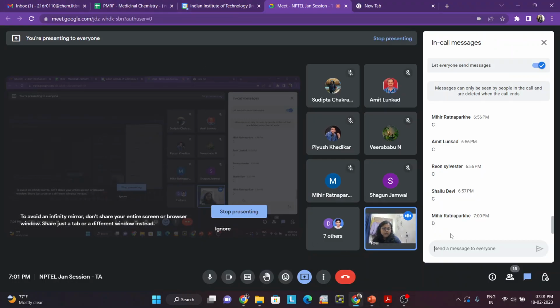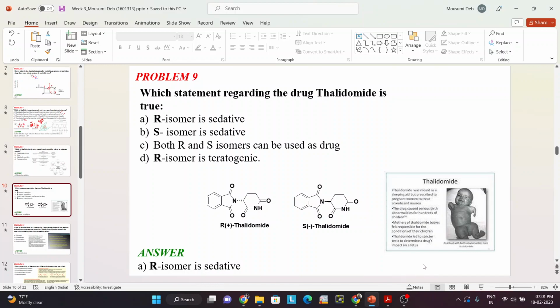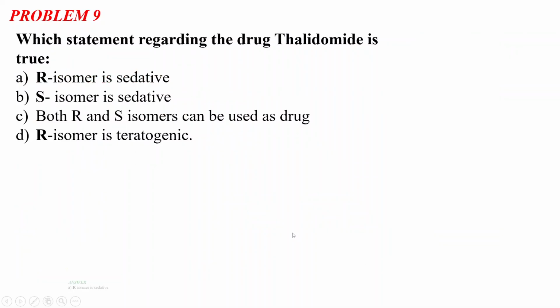Okay, we have only one answer till now, which is D. Let's discuss it. The correct answer is A. The R isomer is actually sedative. So what is sedative and what is teratogenic?